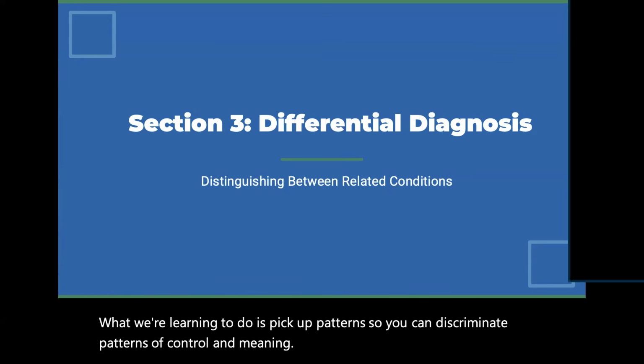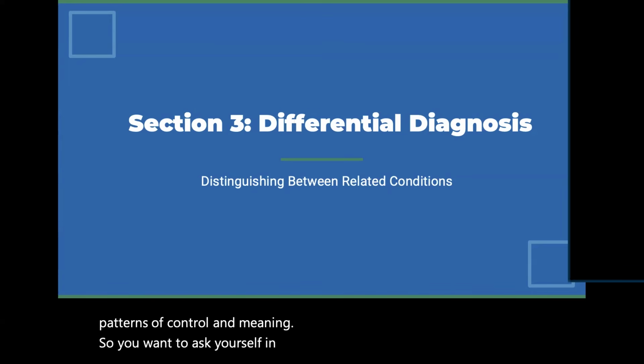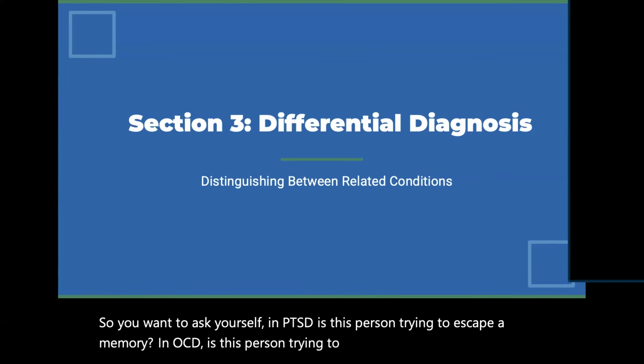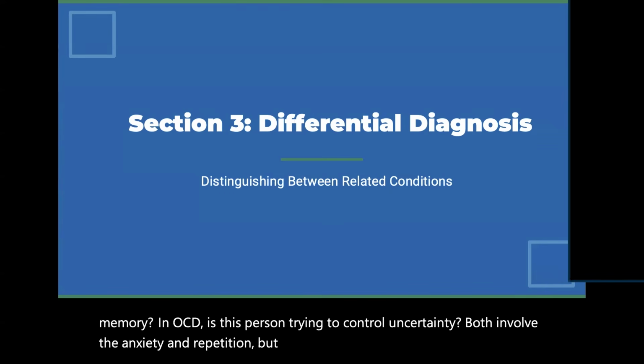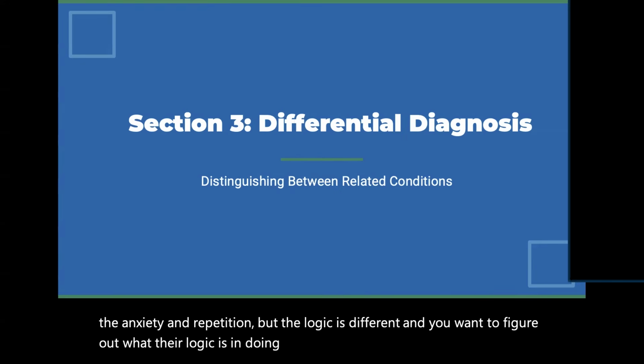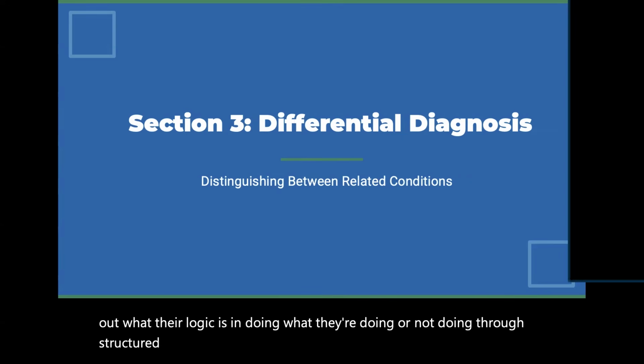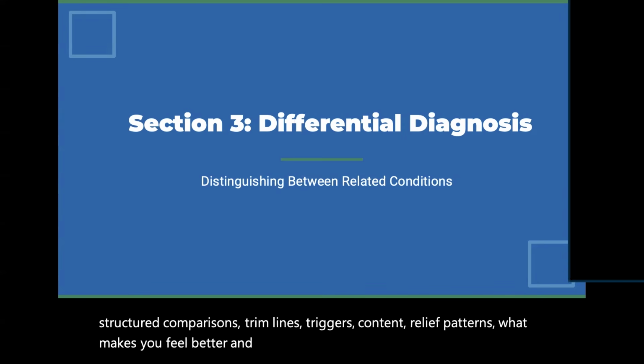So you want to ask yourself, in PTSD, is this person trying to escape a memory? In OCD, is this person trying to control uncertainty? Both involve the anxiety and repetition, but the logic is different. And you want to figure out what their logic is in doing what they're doing or not doing. Through structured comparisons, timelines, triggers, content, relief patterns, what makes you feel better, and of course, emotional tone.